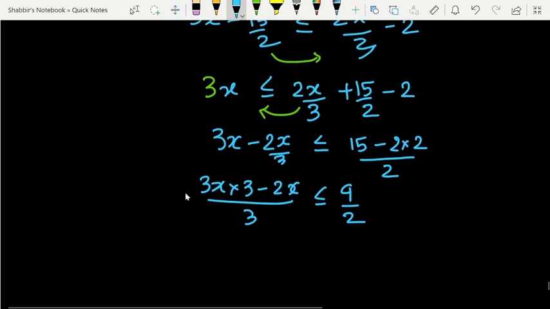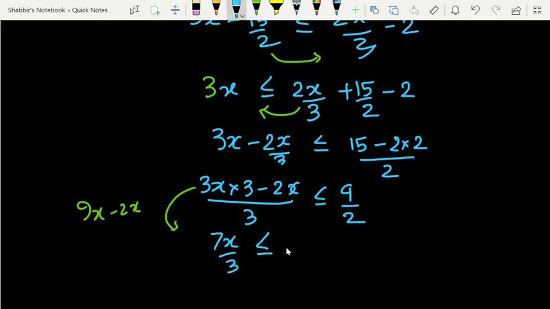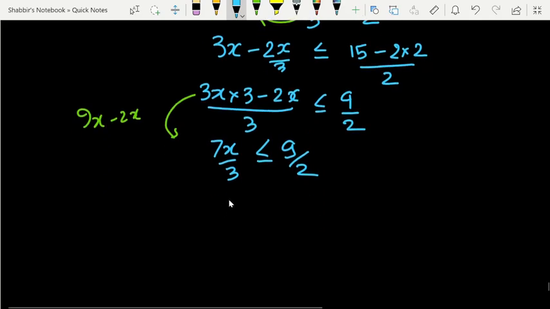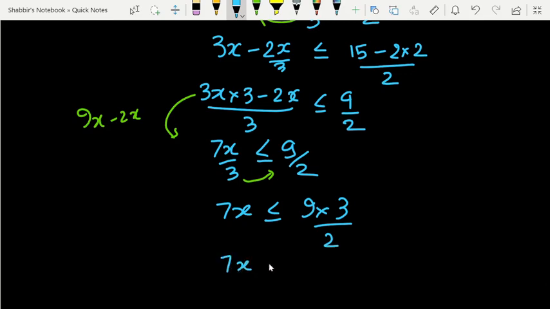Here also, since 3 3s are 9, x minus 2x, so this is 7x by 3 less than equal to 9 by 2. Now we will cross multiply 3 since it is positive on the right hand side. So this 3 goes here, so it gets multiplied by 2. 7x less than equal to 27 by 2.